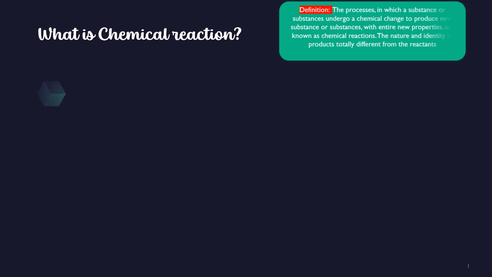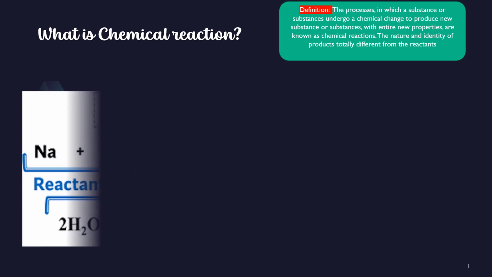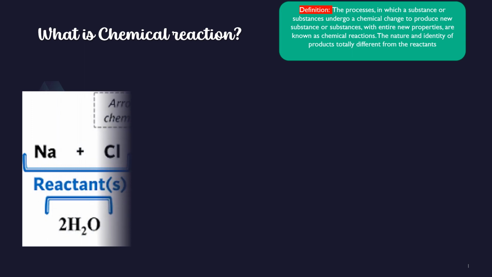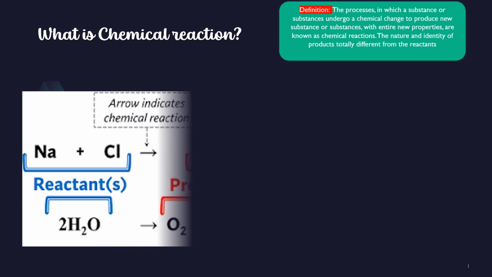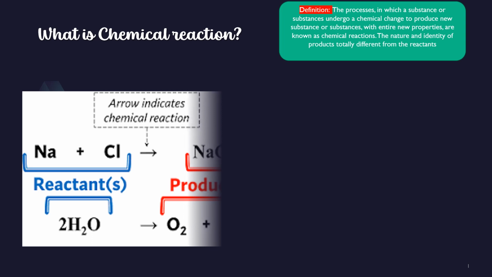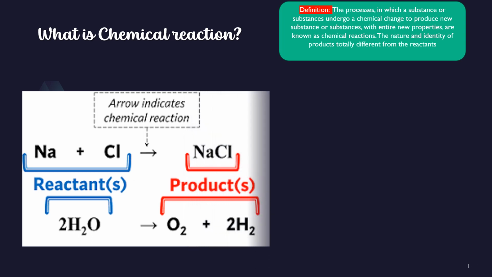A chemical reaction is a process where one or more substances change into one or more new substances. This chemical reaction is represented by using a chemical equation. In this, the left hand side substances are called reactants and the right hand side substances are called products. These reactants and products are separated with an arrow symbol.